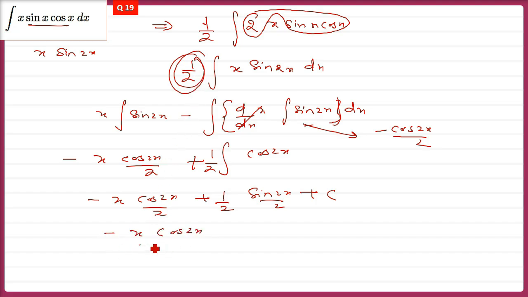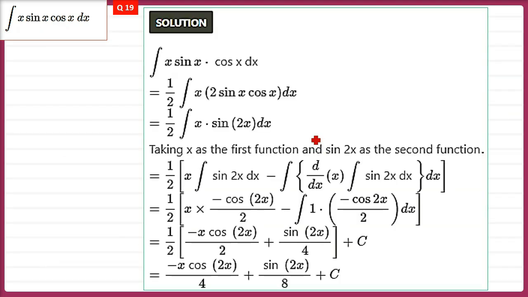So all the terms, either they don't have a denominator, they will get a 2, or they will be multiplied by 2. So negative x cos 2x by 4 plus sin 2x divided by 8 plus constant of integration. That's your final result. Okay, this is how this has to be done. Alright. The key idea of this question is to make this sin x cos x as sin 2x. Other things will be quite easier.